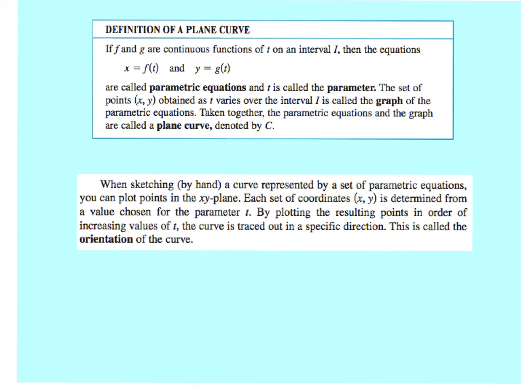Here we go. Definition of a plane curve. Thank you so much, Kate, for volunteering to read. If f and g are continuous functions of t on an interval I, then the equations x is equal to f of t and y is equal to g of t are called parametric equations, and t is called the parameter. The set of points x and y obtained as t varies over the interval I is called the graph of the parametric equations. Taken together, the parametric equations and the graph are called a plane curve, denoted by C.